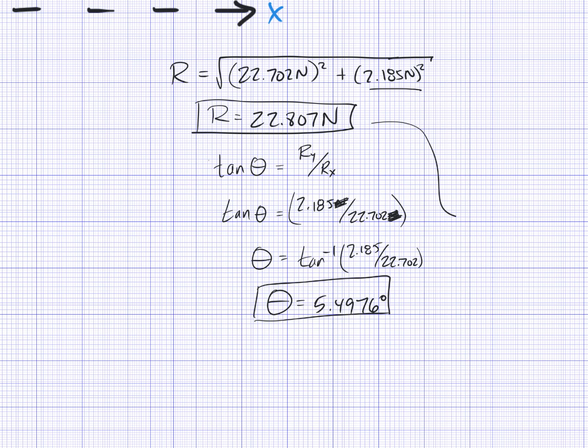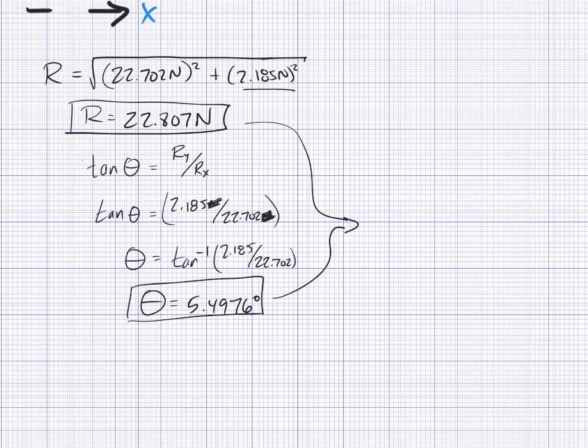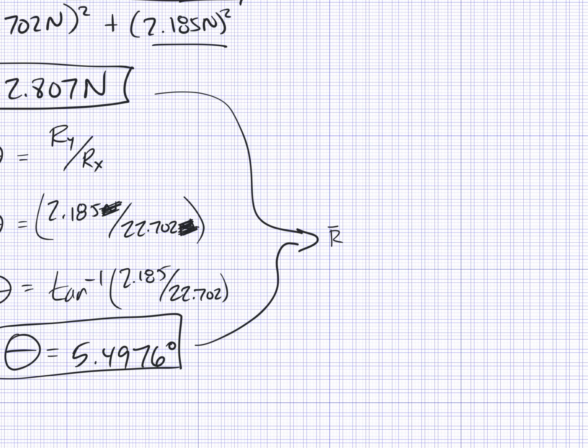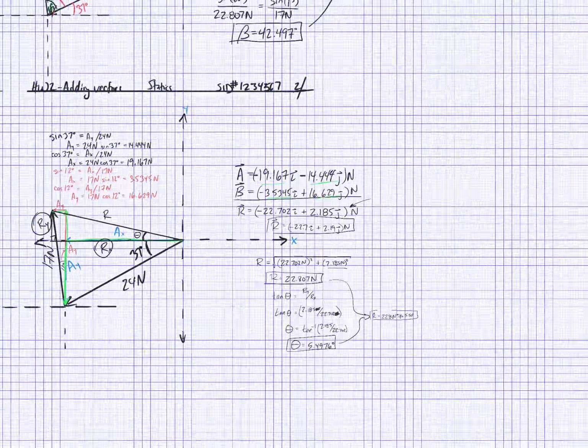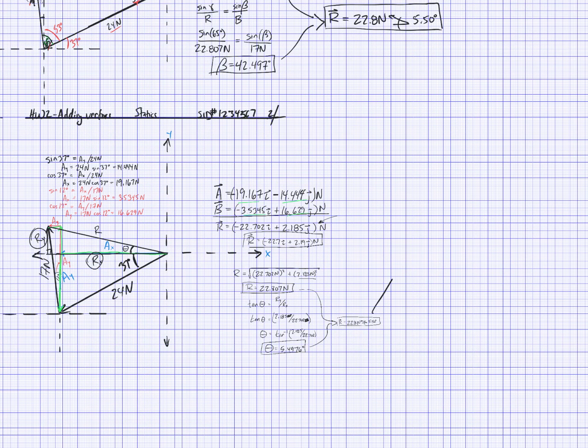If we combine these to report, I can say R equals 22.8 newtons at an angle, north of west, of 5.50 degrees. And if I've done this correctly, that number should match this one, and it does. On an exam, I would expect you to make sure your numbers match.